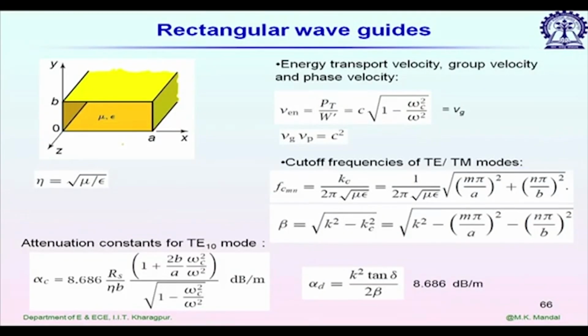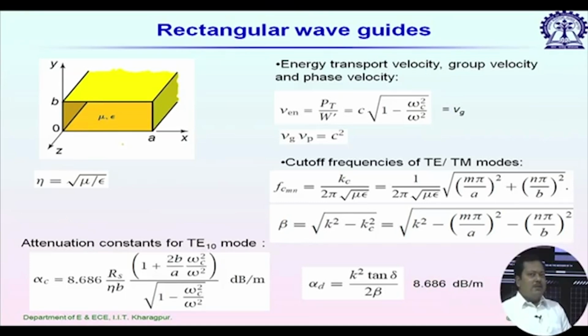Next waveguiding structure is the rectangular waveguide. At millimeter and terahertz frequencies, most probably it is the most used structure. A typical rectangular waveguide can be air filled or dielectric filled. So, here let us start with a dielectric filled waveguide. Inside we have a dielectric material which is defined by its mu and epsilon.